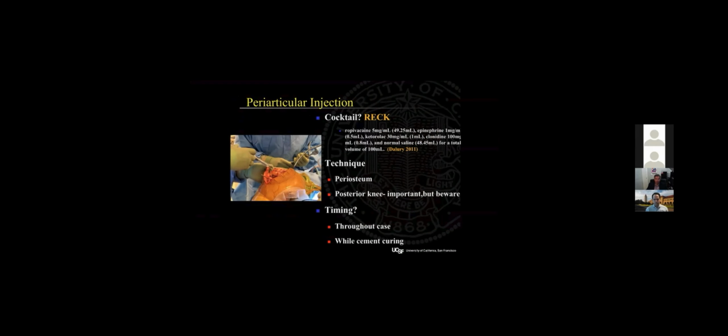Most of us are probably using a periarticular injection these days as part of our multimodal pain protocol. We use the Delury or REC cocktail, which consists of ropivacaine, epinephrine, clonidine, and ketorolac that the pharmacist premixes for us into a 100 cc solution. It's important to inject the periosteum because of that rich innervation.